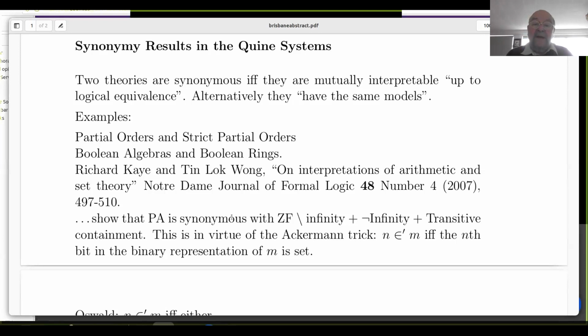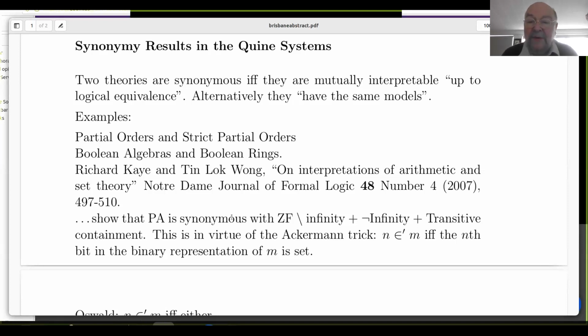A more recent and highly non-trivial and interesting example is a theorem of Richard Kaye and Tin Lok Wong, which I've cited there. And that shows that Peano arithmetic is synonymous with this rather mucky-looking theory, ZF minus infinity plus the negation of infinity plus transitive containment. You need transitive containment as an extra axiom for technical reasons that we won't go into. Now, this synonymy of Peano arithmetic with this set theory is in virtue of a quite old trick, due to Ackermann, of Hilbert and Ackermann.